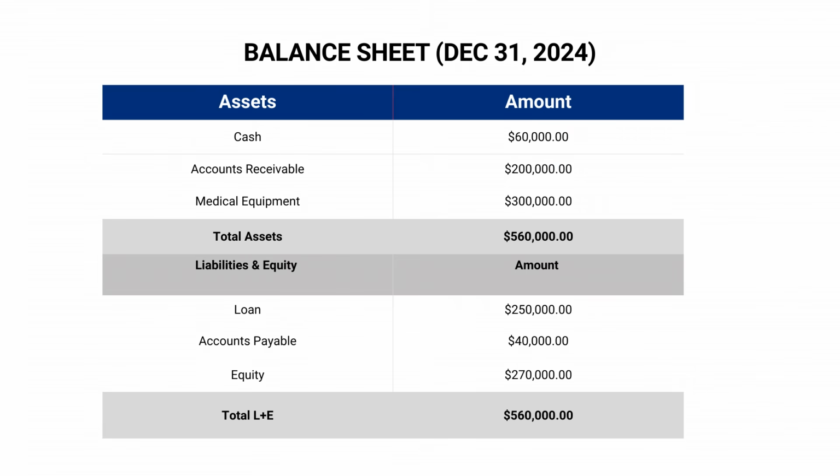Now, here you see a copy of the balance sheet, which reflects the assets and liabilities he owns as at a specific point in time. Dr. Patel has about $60,000 cash. He is still waiting to receive an additional $200,000 from the government in receivables from patients that he's seen but hasn't collected the money for, and he has about a $250,000 loan to pay back.